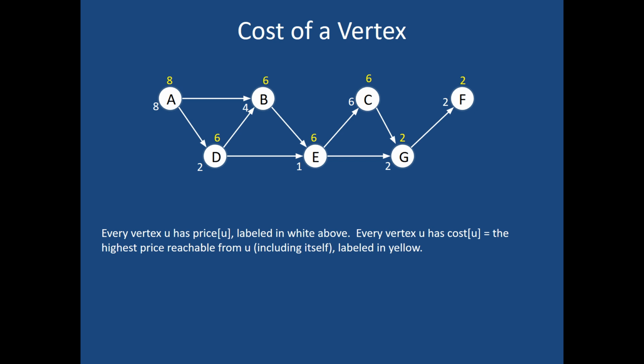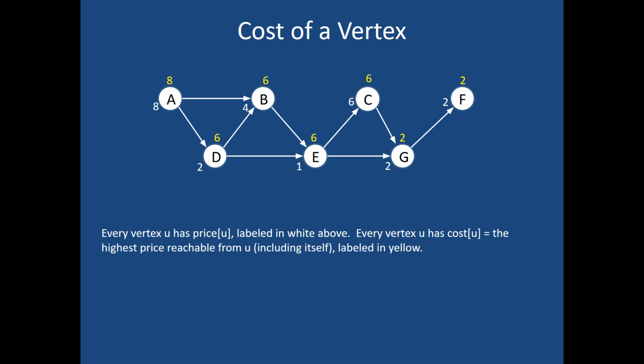Okay? So yeah. How come A has 8 and not 6, since you can only reach D and B? The question is, why does A have a yellow 8? And the answer is, the cost is the highest price reachable from you, including you yourself. So A has a price of 8. And so that's where that 8 comes from.